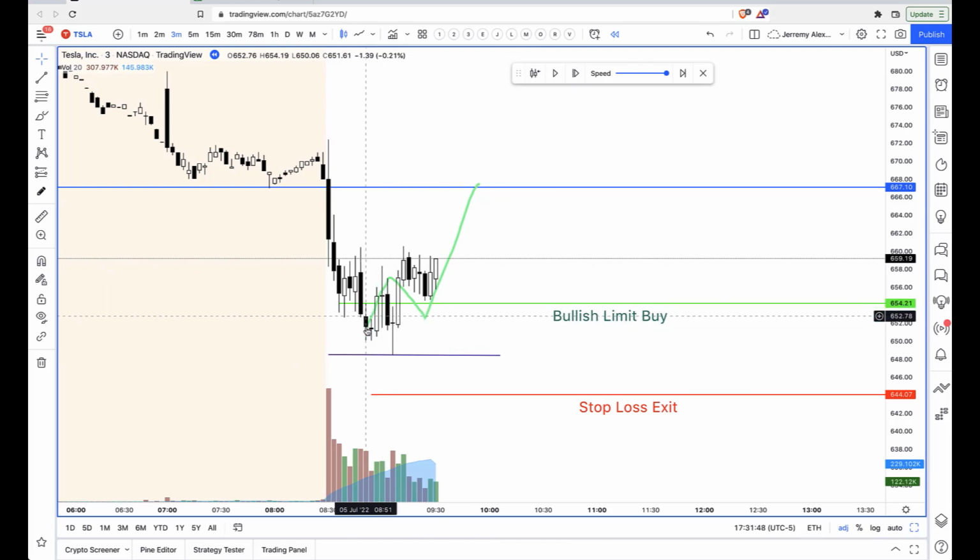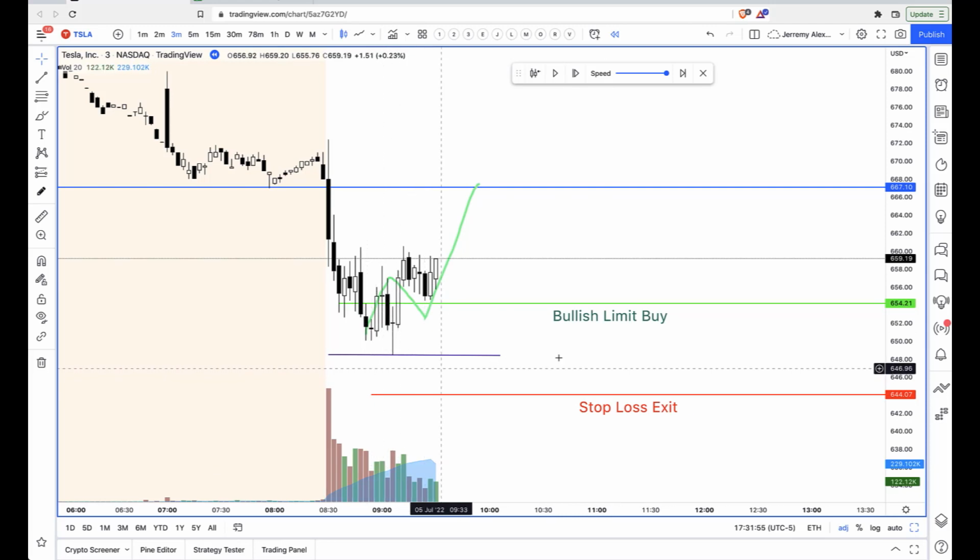So the wave count that I had mentioned earlier, potentially A, potentially B, and potentially C, it looks like we are trying to form that. I've now been in this trade for 9 o'clock, 30 minutes.